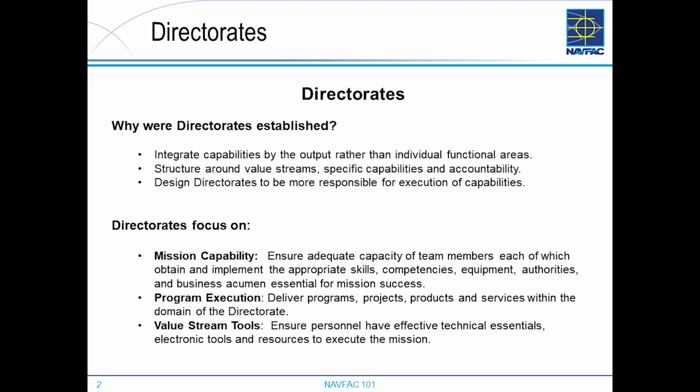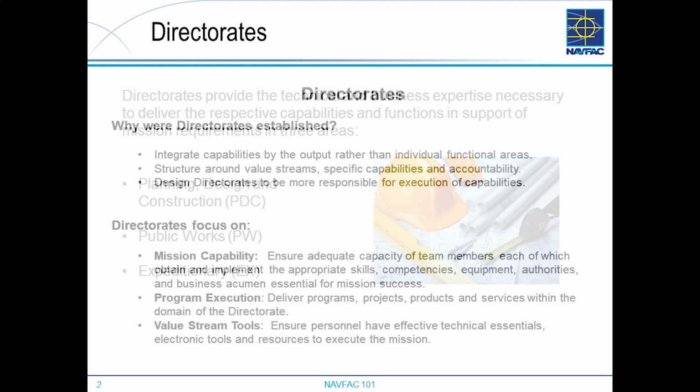Also, our directorates focus on program execution, the actual delivery of our programs, projects, or products and services within the domain of their individual directorate. And also, our directorates focus on value stream tools, ensuring that our personnel have the proper technical essentials and electronic tools and resources necessary to execute the mission.